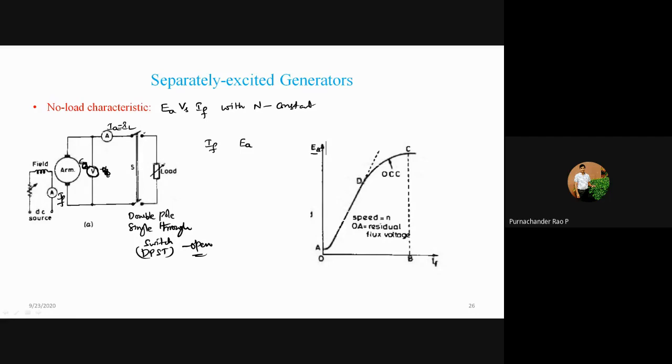This is the no load characteristics which can be obtained, and this is known as the residual voltage because of some residual flux present in the field poles. And here this is a linear variation up to point D. Then there is a saturation. If you increase IF by a large change, there is only a very small change in your voltage, as you can observe here.